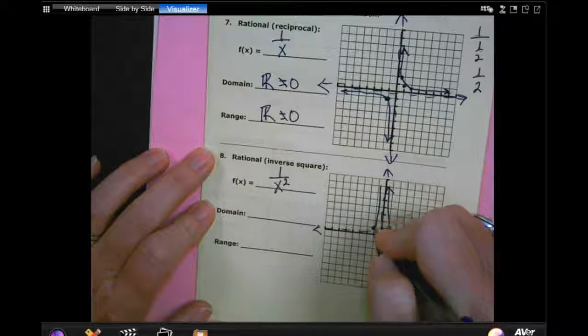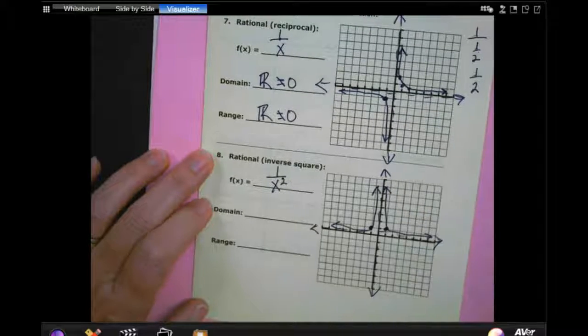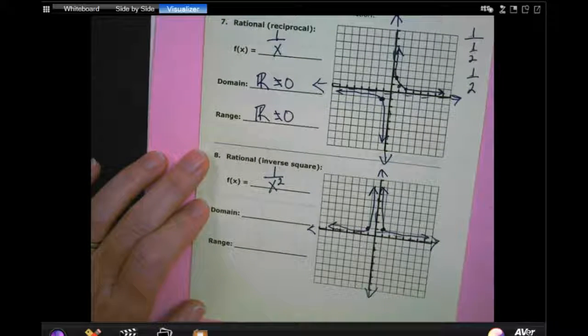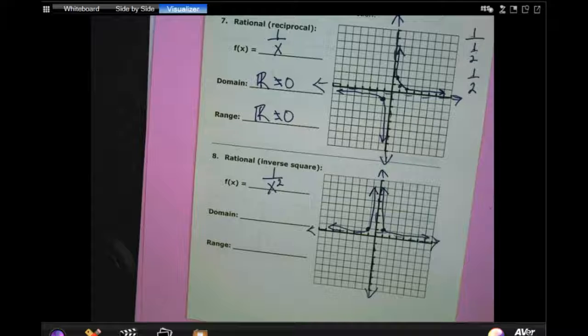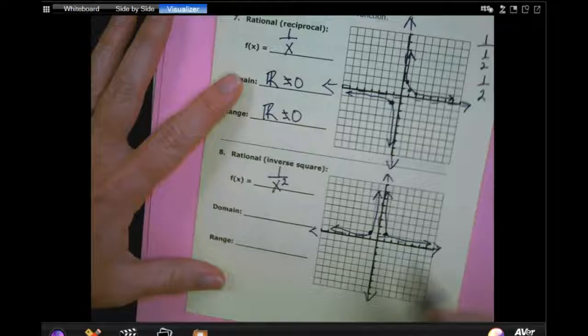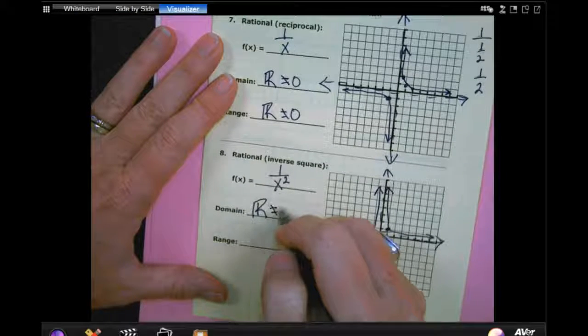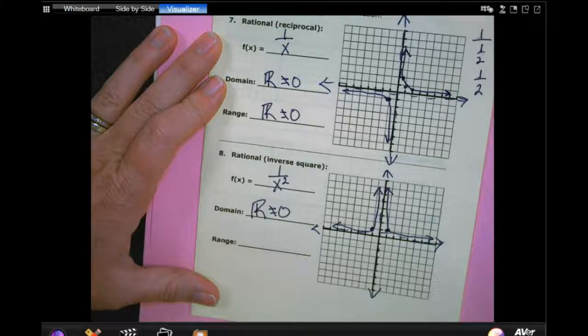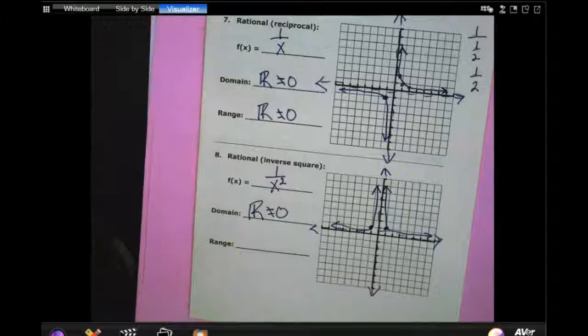So this time, what did it do with this little branch right here to become 1 over x squared? It took this and just flipped it up. Okay? It just took it and it flipped it up. So we don't have any what? We don't have any negatives. So the domain here is all reals except it can't equal 0. And what's the y value going to be? 0 to infinity, right?